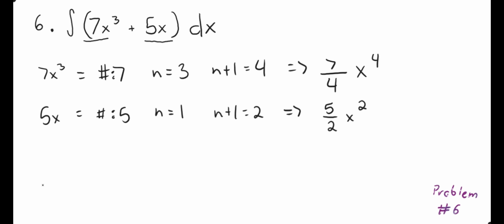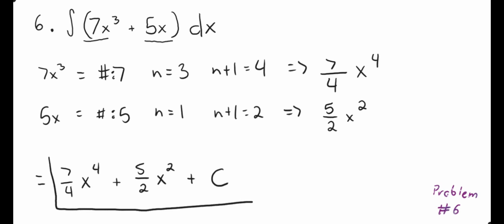So if we combine it all together, the integration of 7x cubed plus 5x dx equals 7 over 4 x to the power of 4 plus 5 over 2 x to the power of 2 plus c.